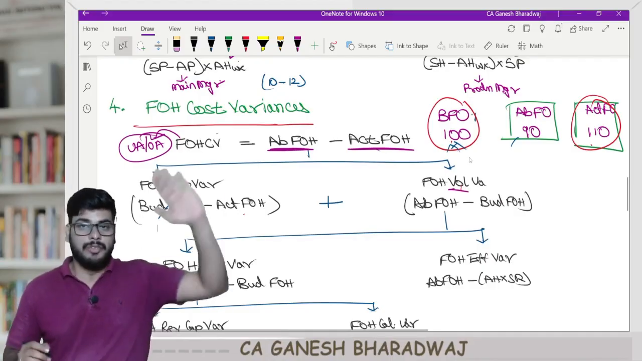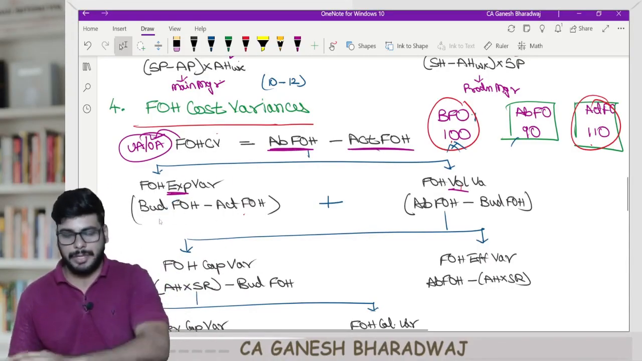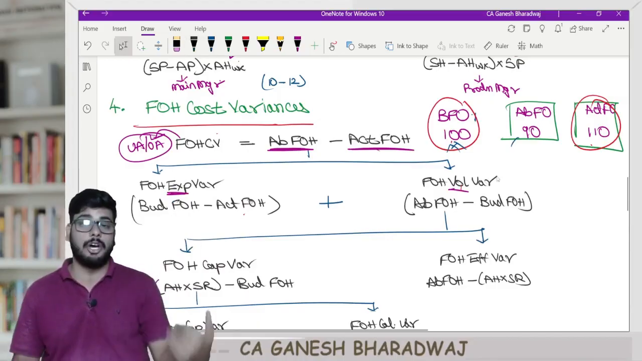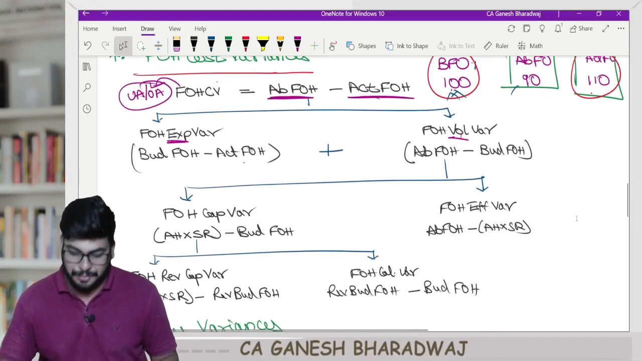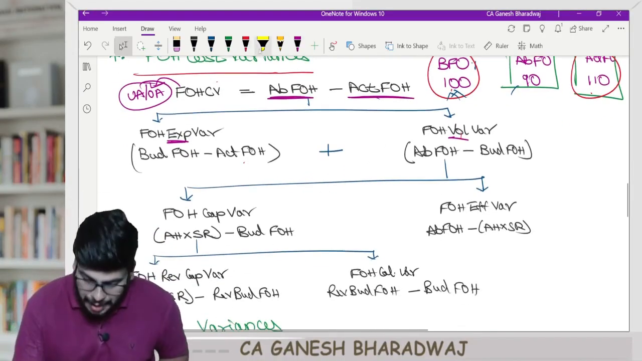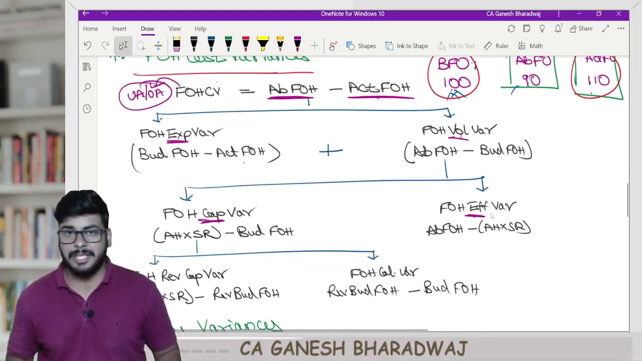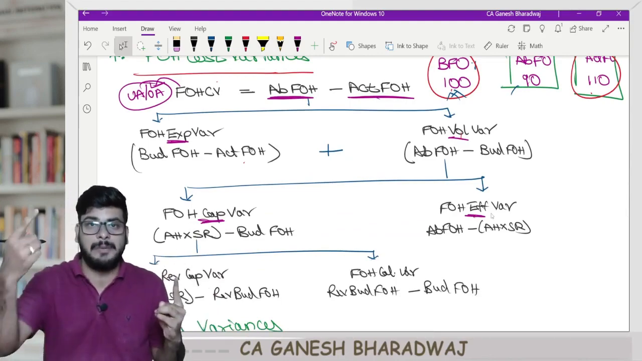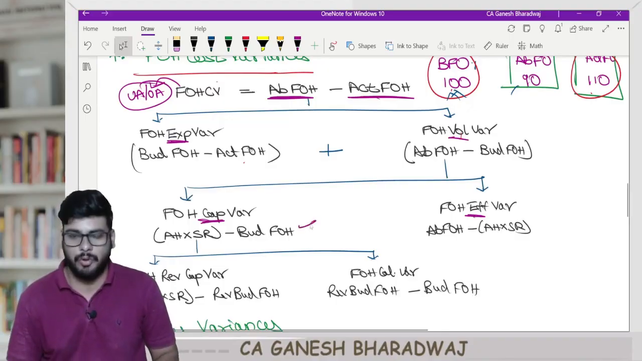So now, fixed overheads expenditure variance is budgeted fixed overheads minus actual fixed overheads. Your volume variance is absorbed fixed overheads minus budgeted fixed overheads. Your volume variance is further classified into two: capacity variance and efficiency variance. Capacity variance is actual hours into standard rate, compared with budgeted fixed overheads.